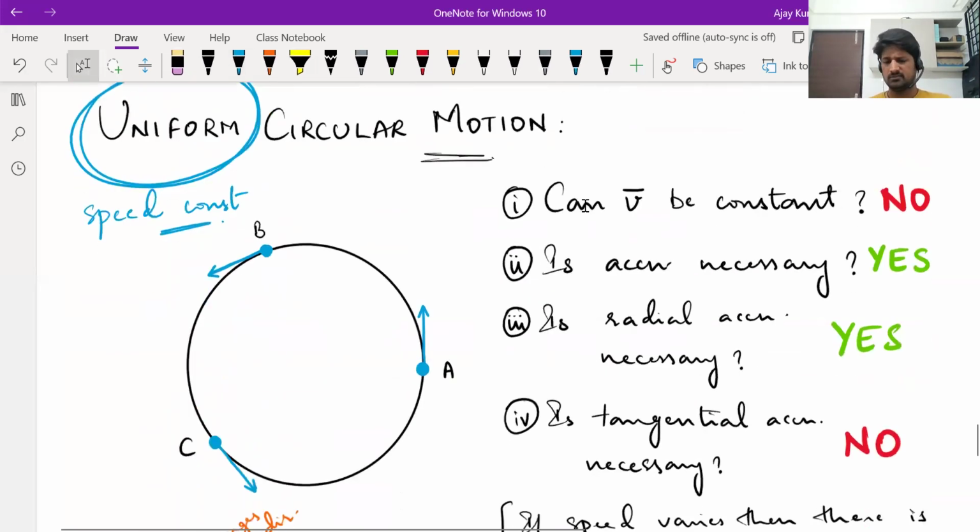Right. So this is just a basic introduction to circular motion. Next class, we will discuss how to find the time taken by an object to go from one point to another along the circle, and how much acceleration it should have. Radial acceleration is compulsory. How much radial acceleration it should have, and in which direction. We'll also discuss terms like centripetal acceleration, angular velocity, angular displacement, angular acceleration.